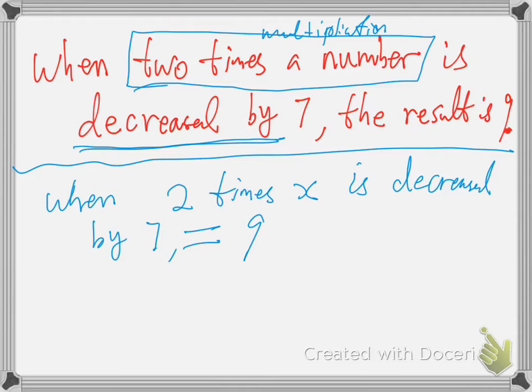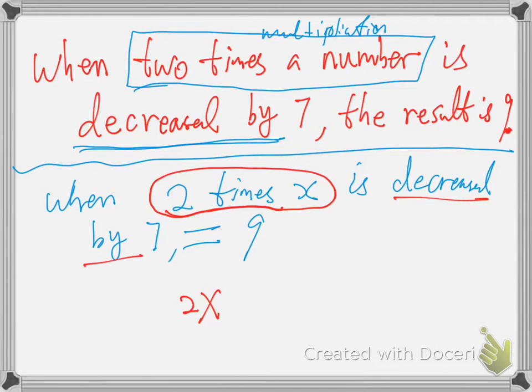We have an equal sign. So 2 times the number is 2 times x. So what is this? This is 2x. Decreased by 7, so this means minus 7. Let me use another color. Decreased by 7 means minus 7. And then equals 9. Then we got a linear equation, right? So this is the linear equation we want.